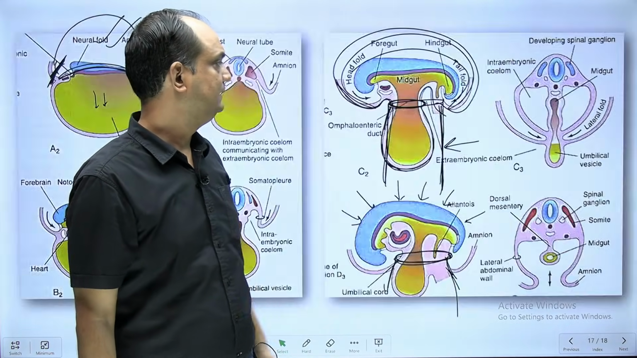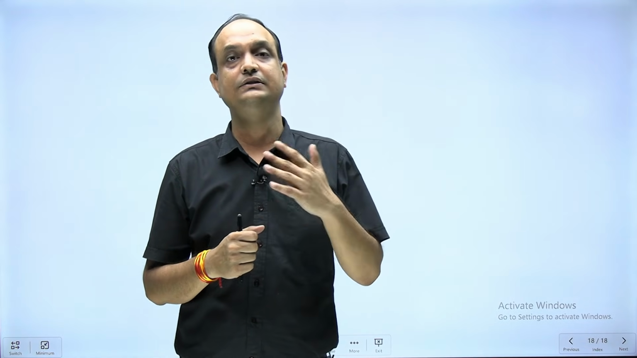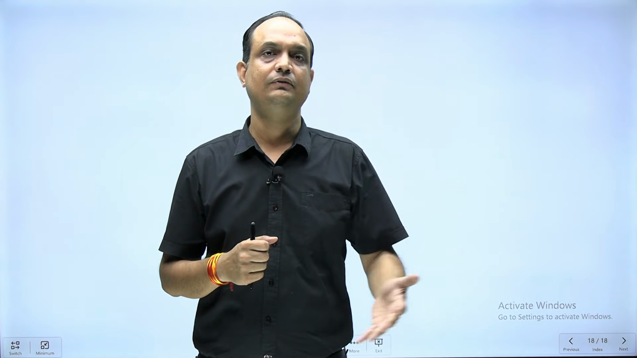So my dear students, at the end of this class on folding, you should have the idea about the formation of foregut, midgut and hindgut. Second, you should have the idea about the results which take place after the formation of head fold, tail fold and lateral folds.